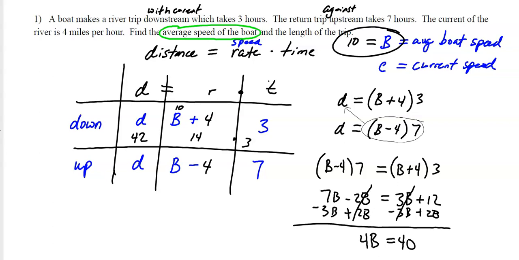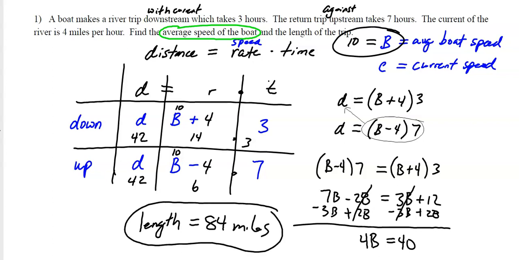And hopefully I get 42 when I go the other way. If I put 10 in here, 10 take away 4, well, that's 6 miles per hour going upstream times 7 hours. That comes out to be 42. So it looks like the length of the trip, 42 plus 42, the length of the trip would be 84 miles. So a pretty long boat ride. So 84 miles each way, and the other part we answered was 10 miles per hour was the average speed.